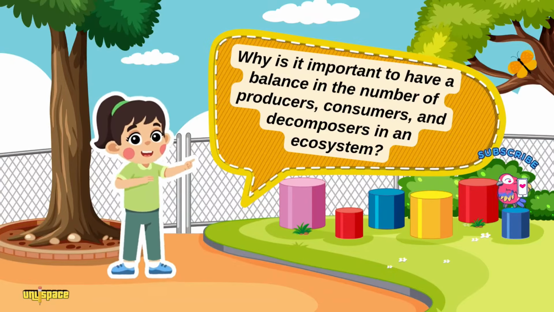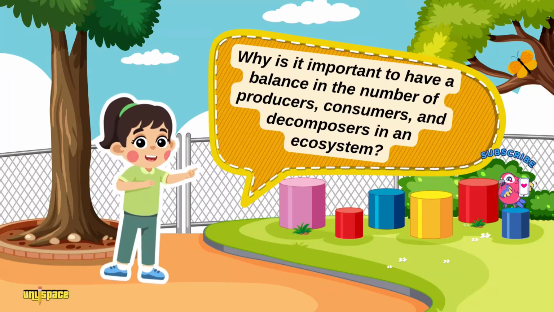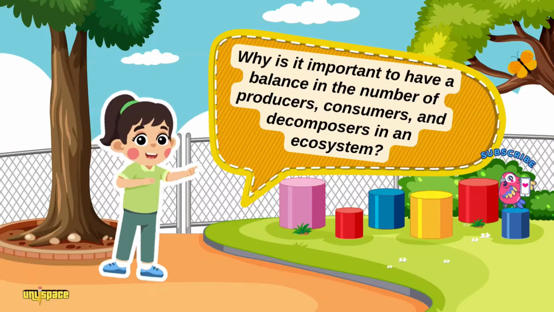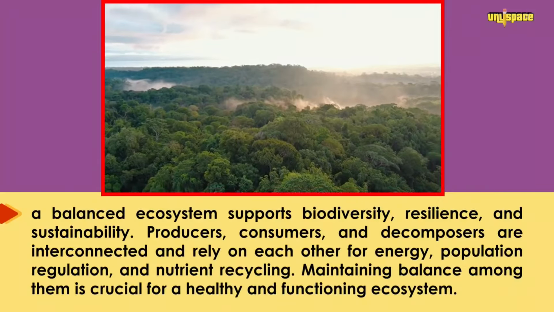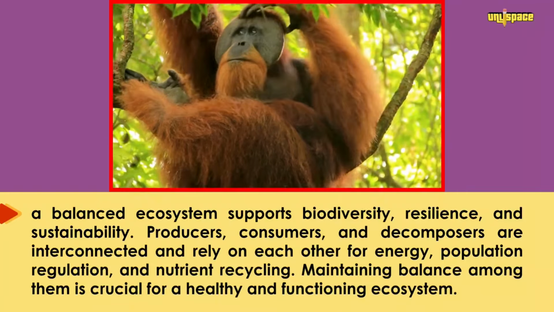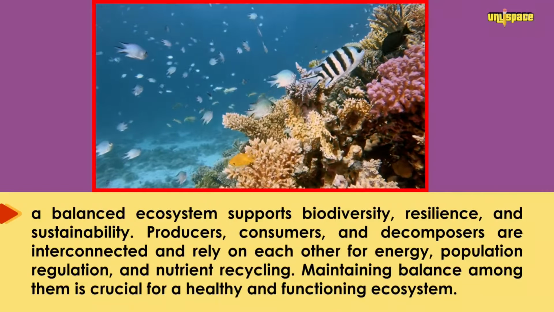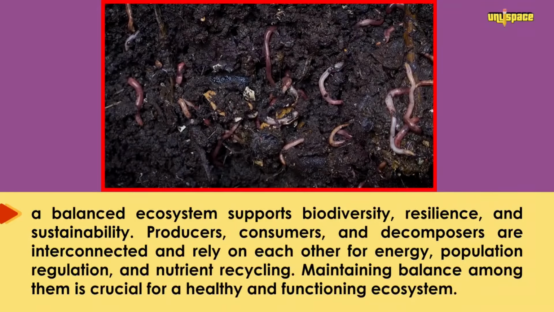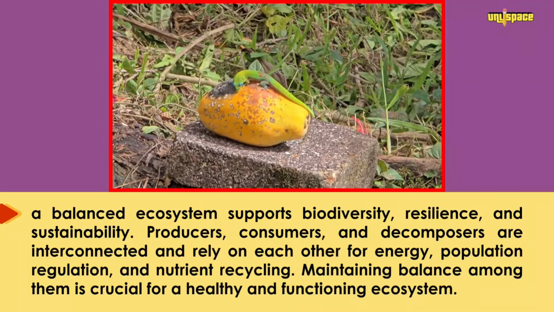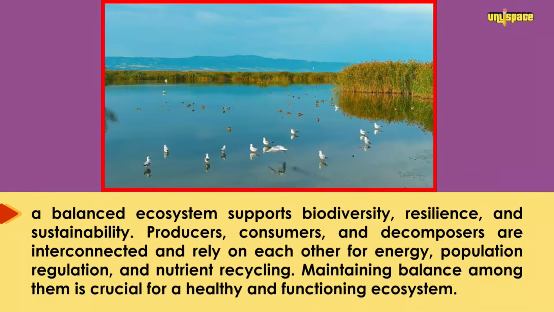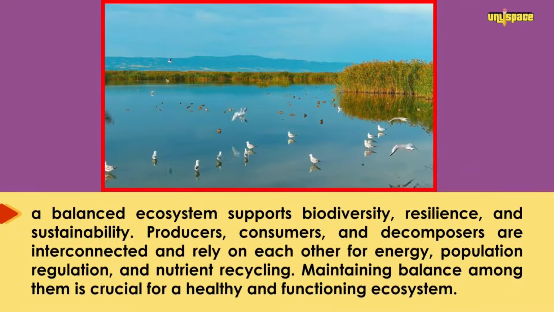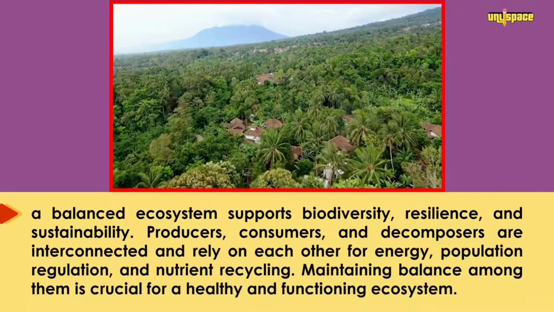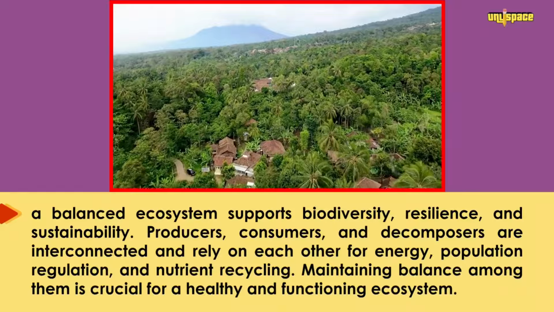Why is it important to have a balance in the number of producers, consumers, and decomposers in an ecosystem? A balanced ecosystem supports biodiversity, resilience, and sustainability. Producers, consumers, and decomposers are interconnected and rely on each other for energy, population regulation, and nutrient cycling. Maintaining balance among them is crucial for a healthy and functioning ecosystem.